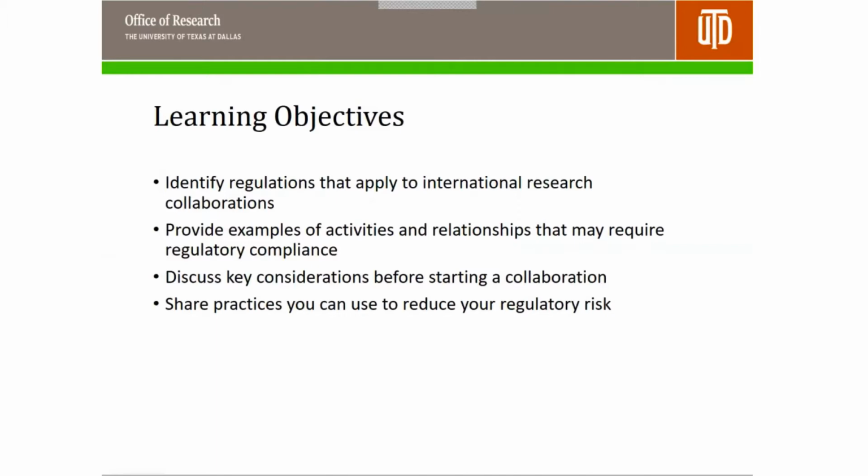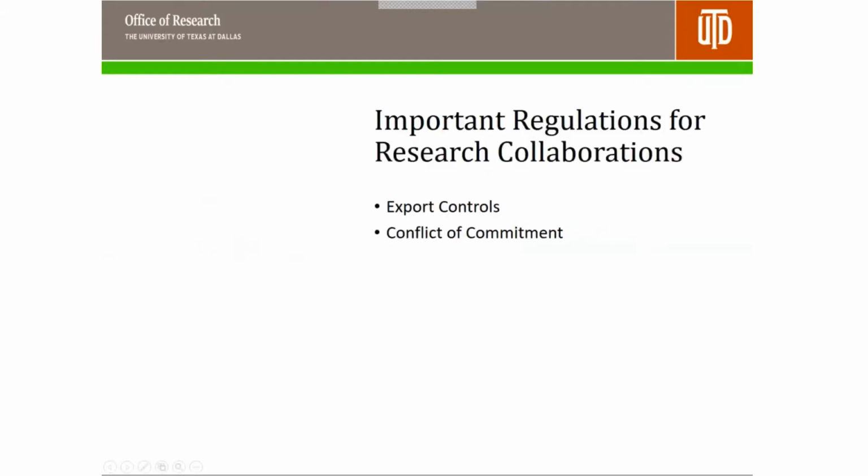And then I'm going to go through some general practices, and discuss an example of how those practices can reduce the risk that a researcher faces when engaging in international research collaboration. So in terms of the two regulations that we're going to cover, we're going to talk about U.S. export control law, and we're going to talk about conflict of commitment as it applies to research that is funded by the U.S. federal government.